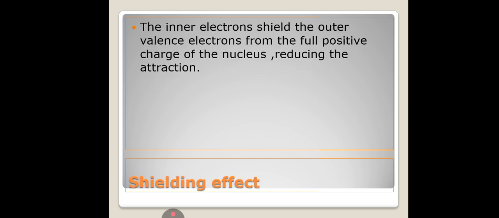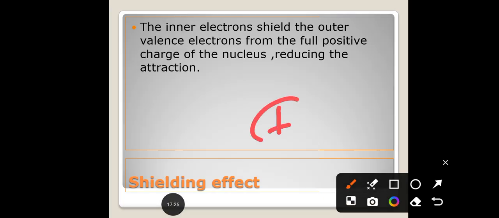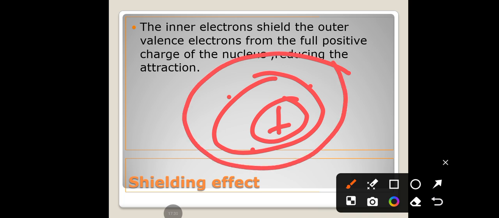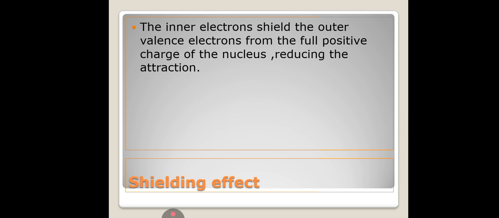And coming to the shielding effect, the inner electrons shield the outer valence electrons from the full positive charge of the nucleus, reducing the attraction. So that's what I've been telling you here. If I call the K shell electrons the inner electrons, the K shell will be shielding the outer valence electrons. That's the reason why electrons in the L shell can easily be removed. So that's called the shielding effect.